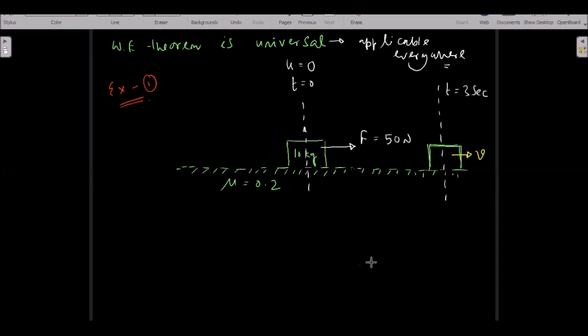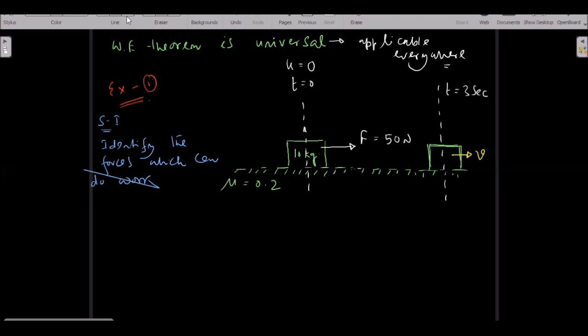So I want to study, I want to apply work energy theorem. So we will learn step by step. All of you focus on what steps I am writing. Step 1: identify the forces which can do what? Sorry. Forces which can do what? That is the first step.